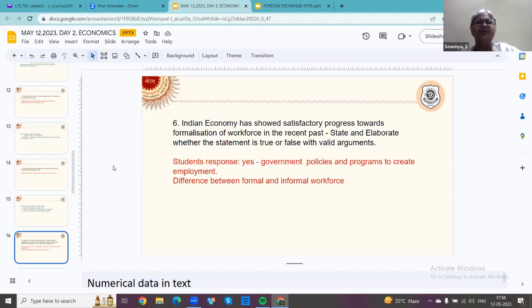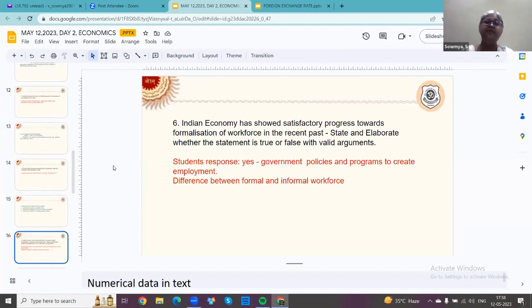State and elaborate whether the statement is true or false with valid arguments. So look at that, the students' response. Yeah, the government policies, so many policies are there. So many unemployment elimination policies, self-employment policies, poverty reduction policies. So thanks to all those policies, it has created so much employment.